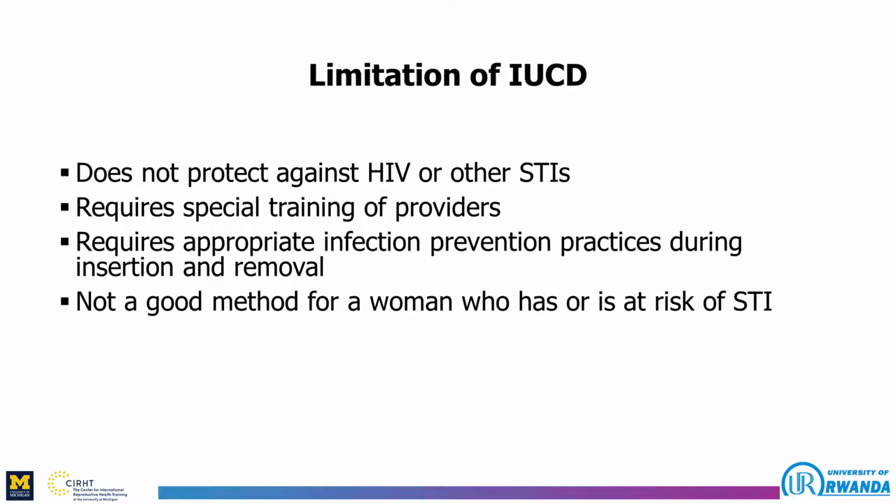Limitations of the intrauterine contraceptive device. This one is not protecting against HIV or other STIs. This also requires a trained provider. It is not just anyone who is going to give the method. We need trained personnel. This also requires appropriate infection prevention, meaning we need to use sterile materials. This also is not good for a mother who is at high risk of sexually transmitted infections. Those are the limitations of this method.